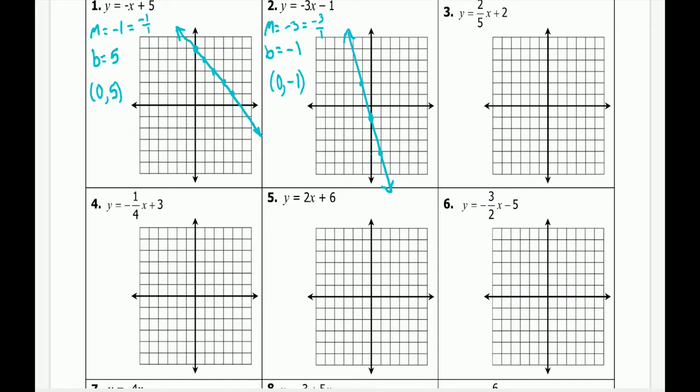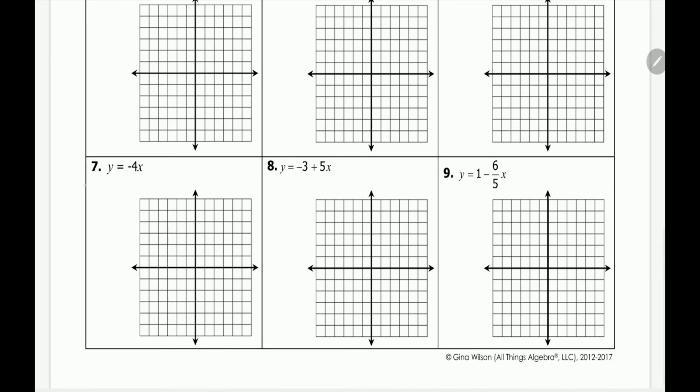So it remains the same for the rest of these. I want you to try number 3 through 8 by yourself. So all of these are by yourself, and we're going to stop and talk about number 9.